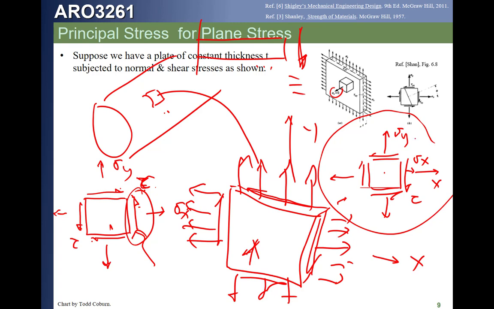Now, sign convention is going to be critical because we're going to be learning to transform our stresses today, and so if we have the sign in the wrong direction, that's going to mess everything up.